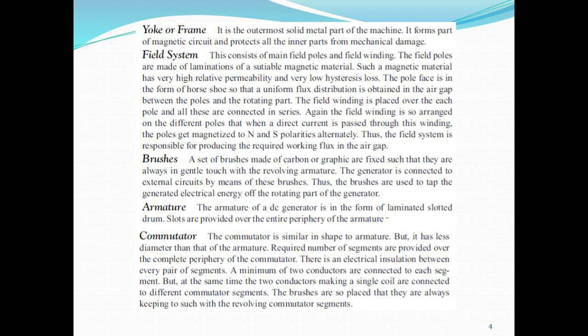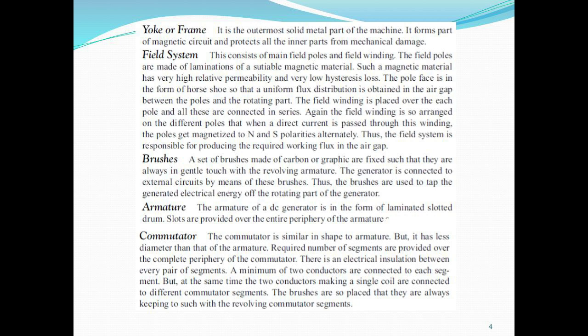The field winding is placed over each pole and these are connected in series. Again, the field winding is arranged on the different poles such that when a direct current is passed through the winding, the poles get magnetized to north and south polarities alternately. Thus, the field system is responsible for producing the required flux in the air gap.